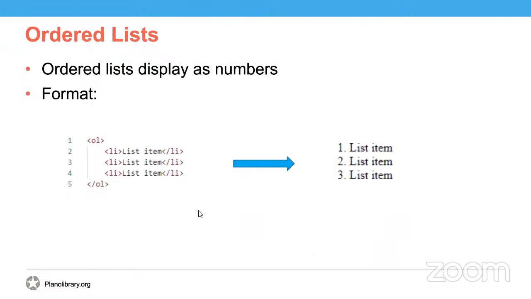An ordered list is a type of list in HTML that is displayed by default as a vertical numbered list. An ordered list is specified by using OL within opening and closing tags. Just like we saw with unordered lists, you need to specify each individual item within your list by using opening and closing tags. Here's an example of what the formatting looks like when you're creating an ordered list.